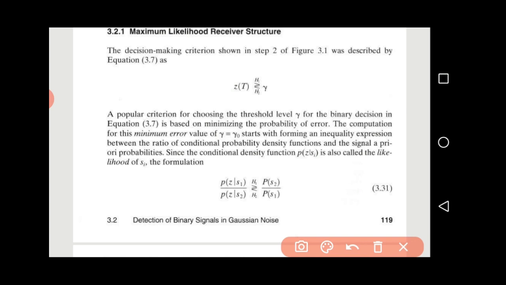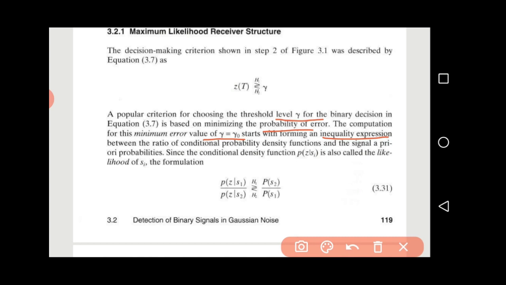A popular criterion for choosing the threshold level gamma for the binary decision in equation 3.7 is based on minimizing the probability of error. The computation for this minimum error value of gamma, equal to gamma 0, starts with forming an inequality expression between the ratio of conditional probability density functions and signal a priori probabilities.